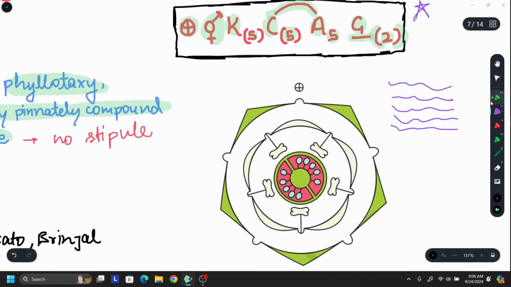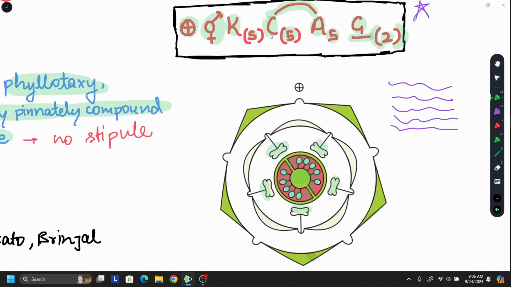Here you can see the floral diagram. The center part shows the gynoecium, the ovary. This red colored thing is one carpel, and this other is the second carpel. So there are 2 carpels. When you come out of the gynoecium, you see these bone-like structures. These are the 5 stamens that are found.